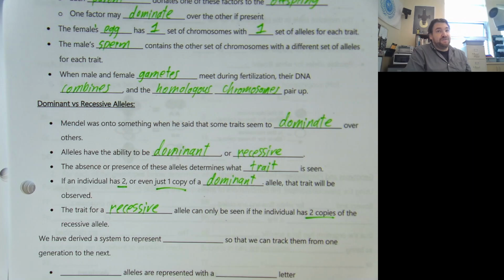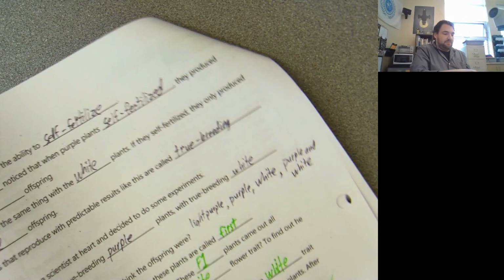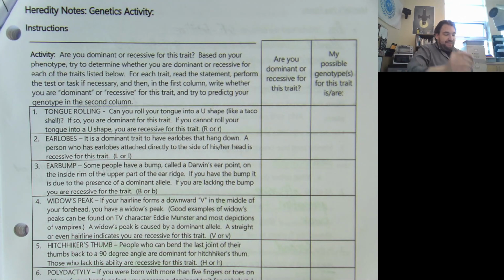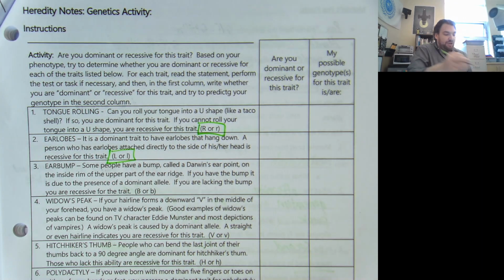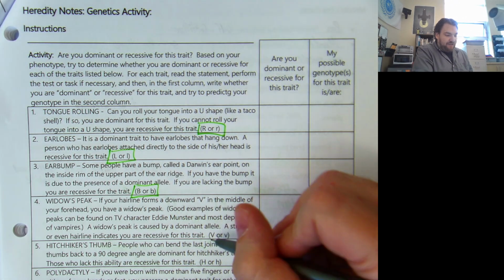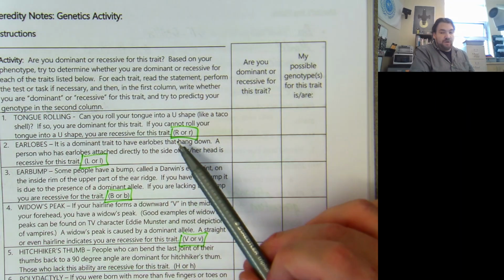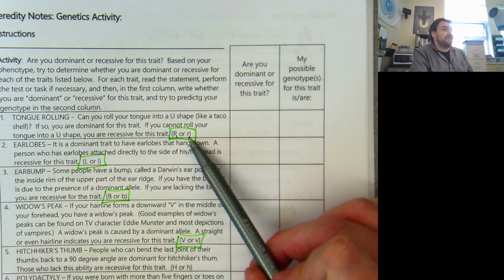So when you're ready, what I'd like you to do is flip back to the heredity page, those traits that we talked about. Now, in every single one of these boxes, if you look right at the end, there are two letters, an uppercase and a lowercase form of a letter in each one of these boxes. The uppercase one represents the dominant allele. The lowercase one represents the recessive allele.